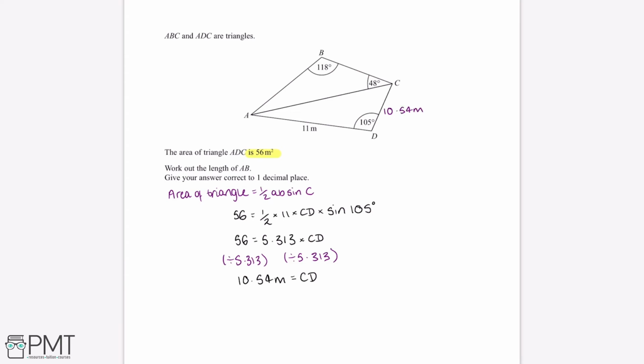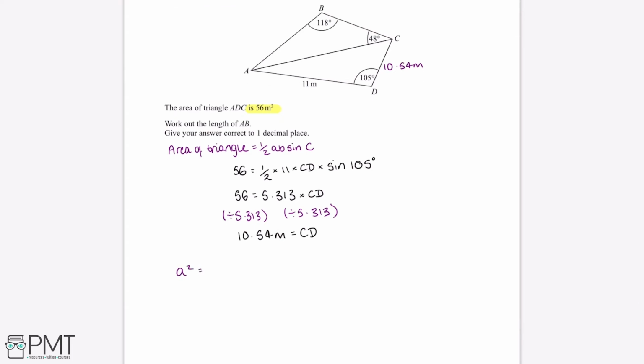So the next thing we can do is use this information to work out what the side length of AC is equal to. And we can do this by using the cosine rule. So the cosine rule is that a squared is equal to b squared plus c squared minus 2bc cos A. So if we want to work out the length of AC, then we can let AC be equal to a.